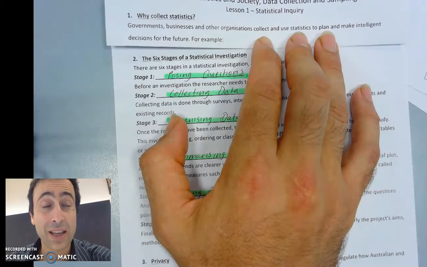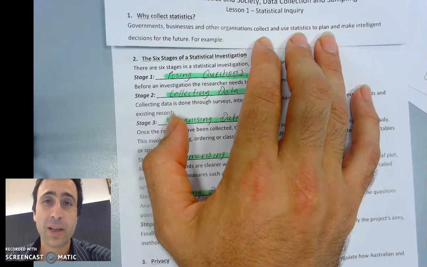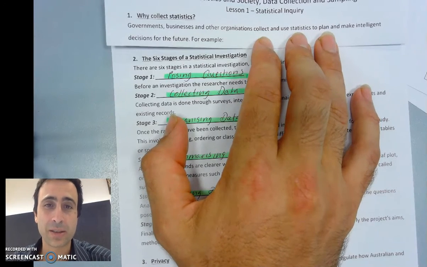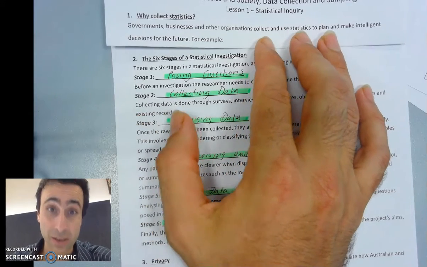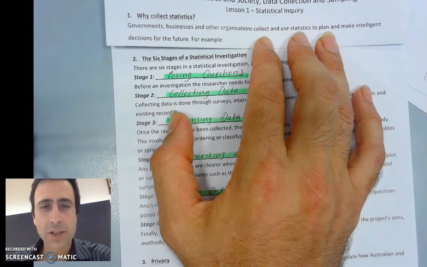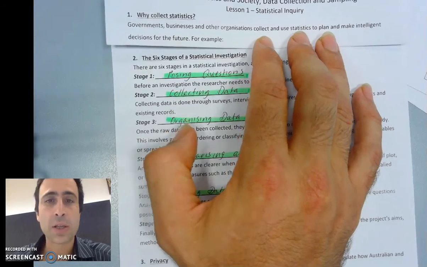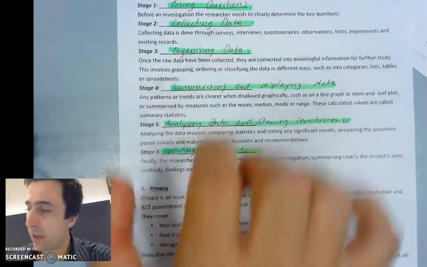And I don't think there has ever been a time in history where we need to know how data is actually collected, considering how much information and misinformation is actually out there. And so what we look at is the 6 stages of an investigation.